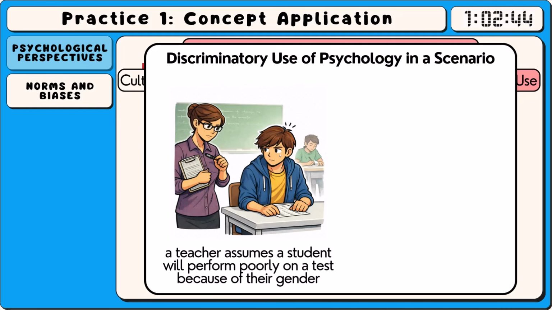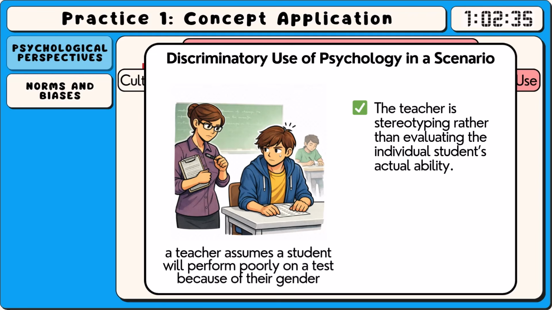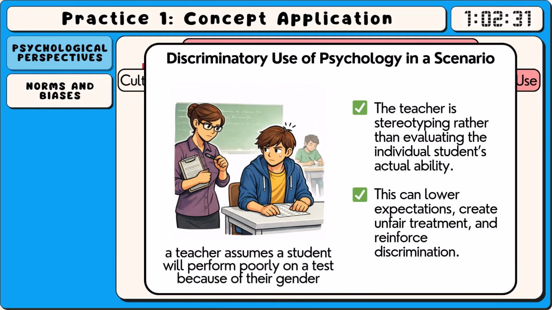Imagine a teacher assumes a student will perform poorly on a test because of the student's gender. This is an inappropriate application of psychological thinking because the teacher is stereotyping rather than evaluating the individual student's actual ability. The implication is harmful because it can lower expectations, create unfair treatment, and reinforce discrimination.